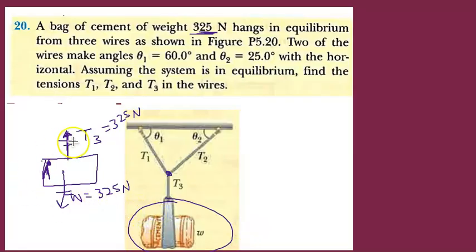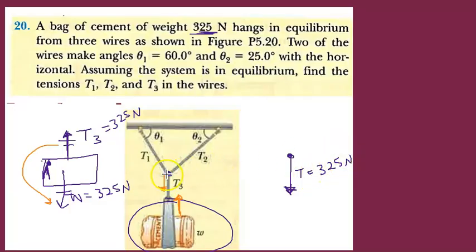Okay, so kind of transitive property then. This is why I make the big deal with the demo with the rubber band. T3 is pulling up on the cement and down on the knot. So the rope is supporting the cement, therefore the tension equals the weight. Now we can go over to the knot and focus on the knot. So this tension is 325.